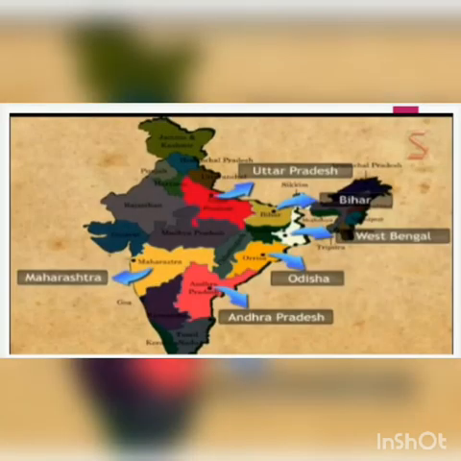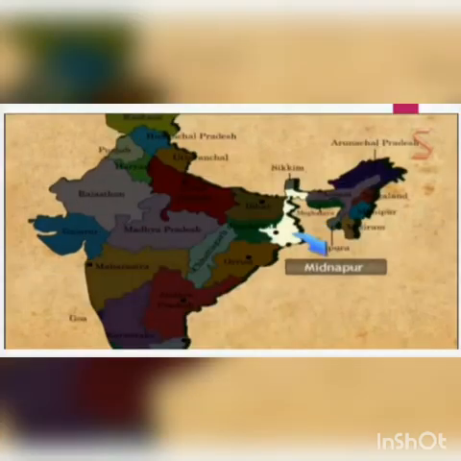The authority of the British disappeared in areas of Uttar Pradesh, Bihar, Odisha, West Bengal, Maharashtra and Andhra Pradesh. A parallel government was set up in Midnapur during 1942 to 44.